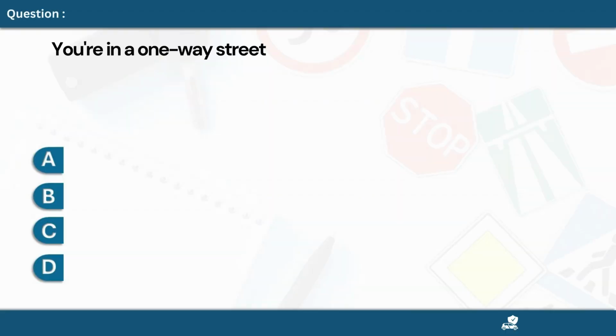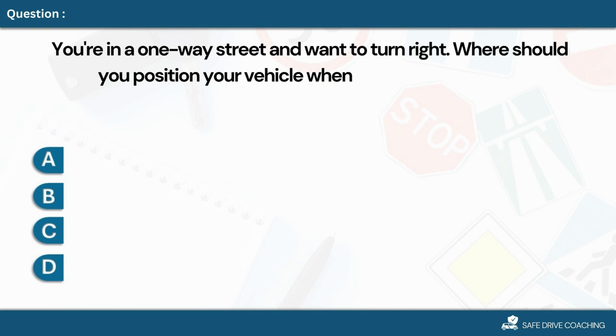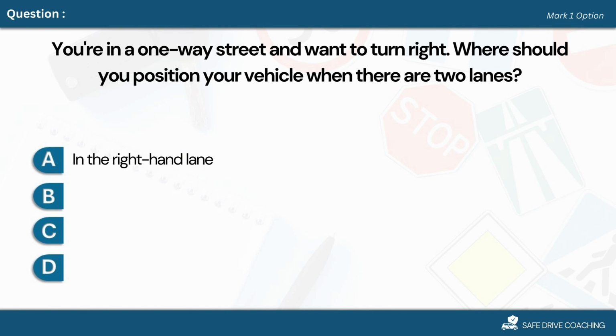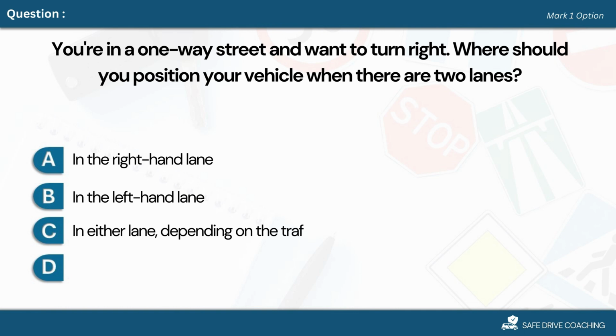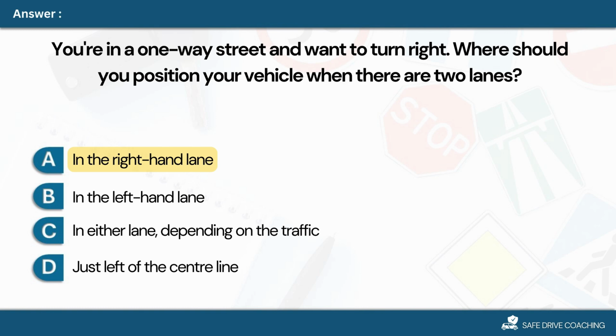You're in a one-way street and want to turn right. Where should you position your vehicle when there are 2 lanes? A. In the right-hand lane. B. In the left-hand lane. C. In either lane, depending on the traffic. D. Just left of the center line. The correct answer is A. In the right-hand lane.